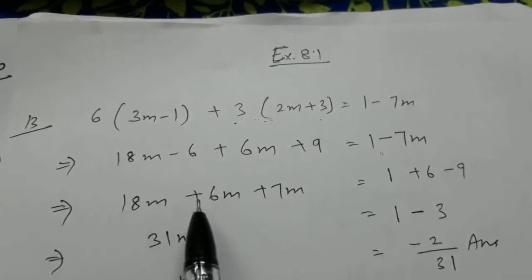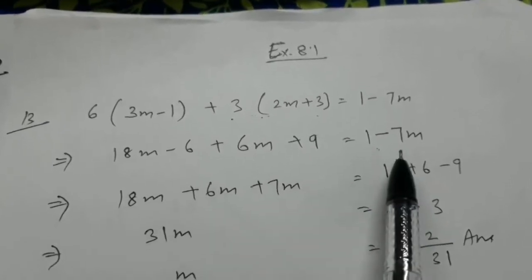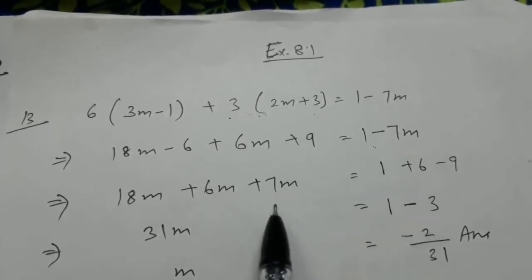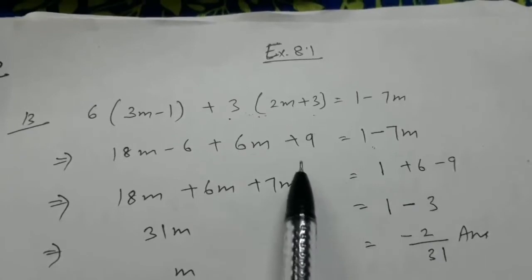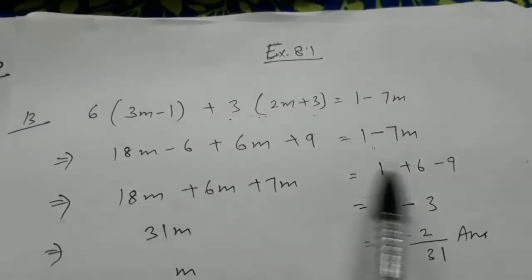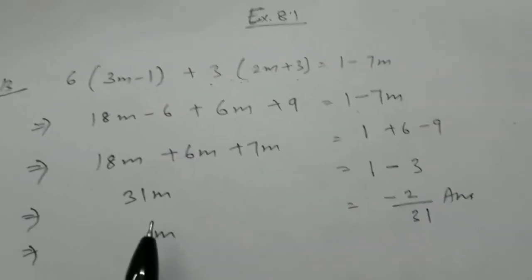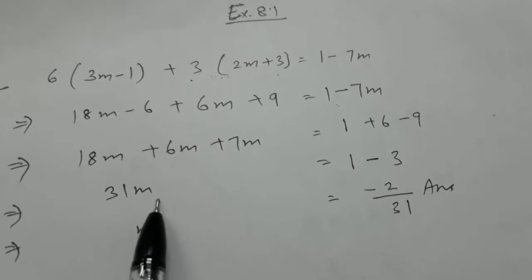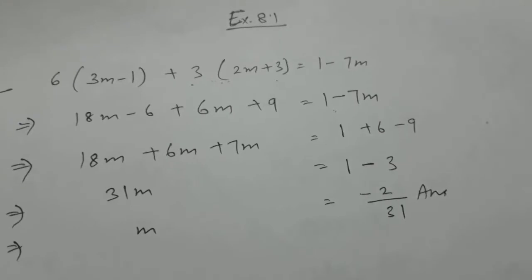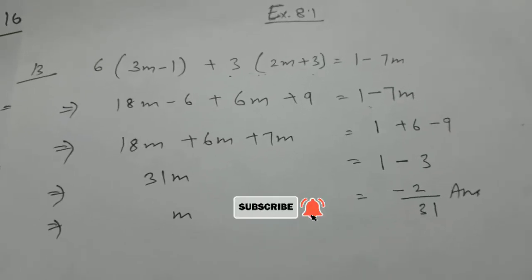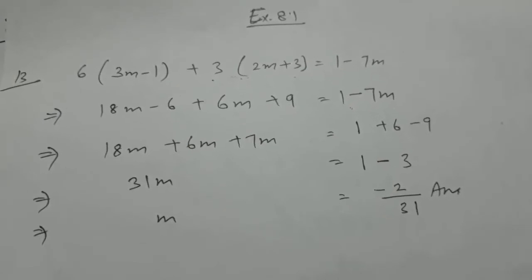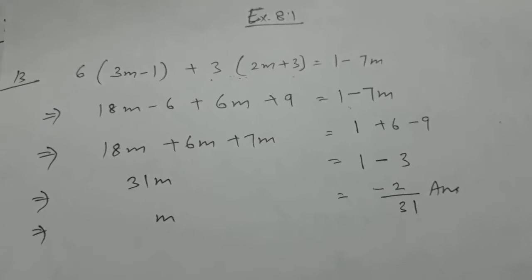Now we can calculate the like terms, or we can shift or transpose the like terms. So here minus 7m will become positive 7m, and 1 plus 6, and this 9 will be transposed, and this 6 will be transposed to the right hand side. So after calculating, we will be here with 31m = 1 - 3. So m will be coming out as -2/31. So we can say the solution of question number 13 of exercise 8.1 is m = -2/31.